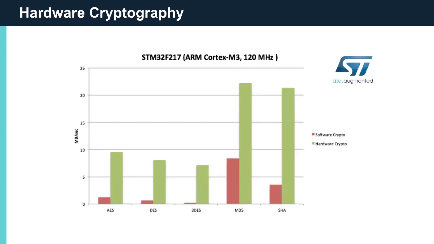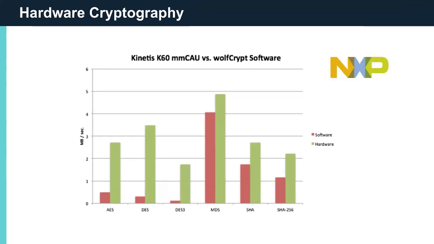This chart is a little bit blurry, but this is a comparison reference on STM32F217 software versus hardware crypto for some hash and symmetric ciphers. This one we actually saw earlier. This is the Kinetis K60 software versus hardware. So again, some algorithms give you more advantage than others.